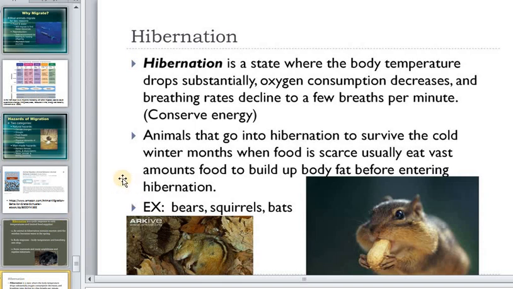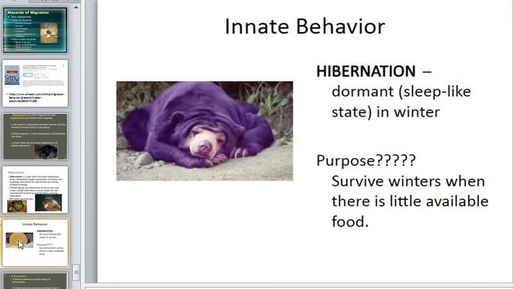Animals go into hibernation to survive the cold winter months, when there is usually nothing to eat. In this state, they need to build up body fat beforehand. So they usually eat a lot in the summer and then just sleep. It is the same for big animals, for bears, for example. These animals have to eat all summer time.